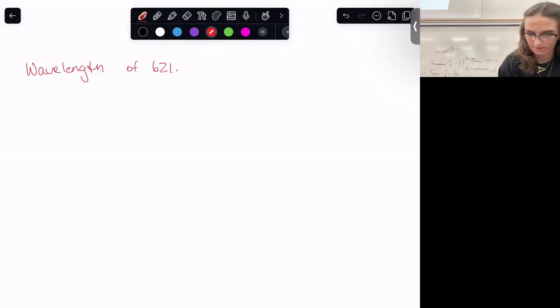A neon atom emits a light at many wavelengths, two of which are the ones given, and they have the same final state. What is the energy difference between them? Okay, so we have wavelengths of 621.7 nanometers and 703.2 nanometers.